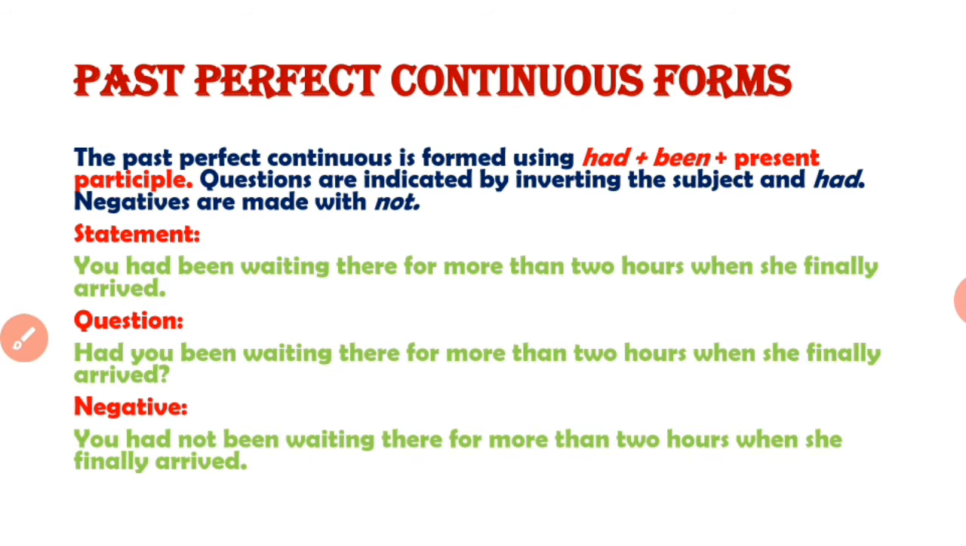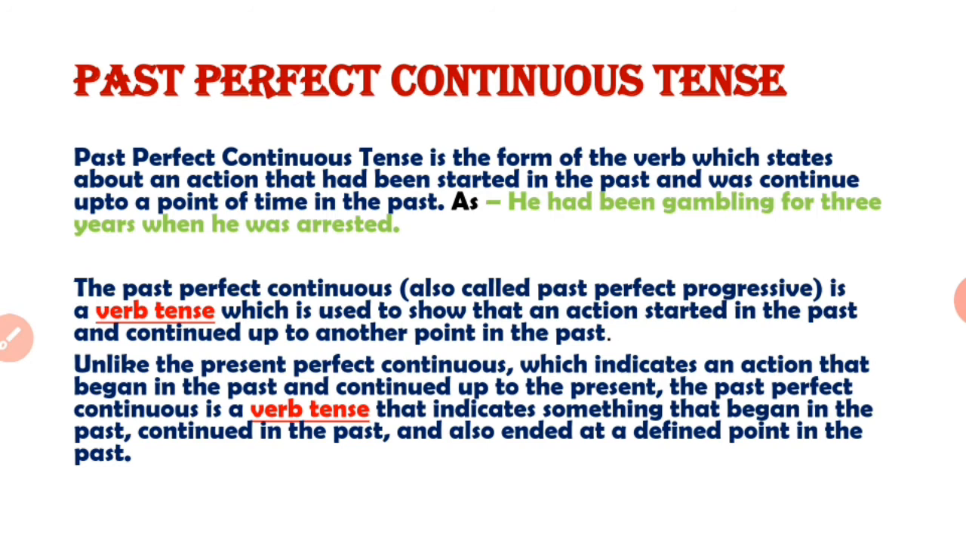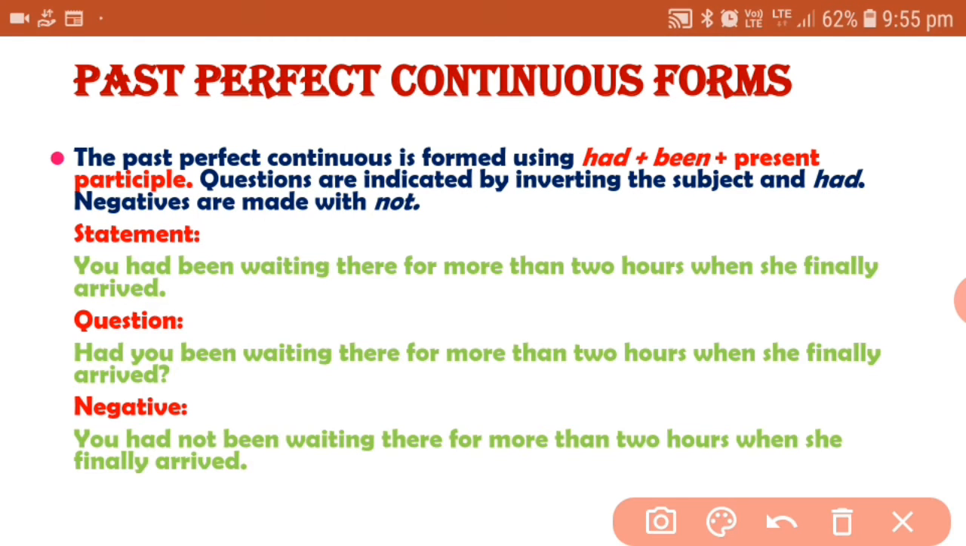Past perfect continuous forms. The past here, from this point we can check. Past perfect continuous is formed using had plus been plus present participle. Questions are indicated by inverting the subject and had. It means we can say directly we have to place had before subject. Negatives are made with not, after the helping verb.